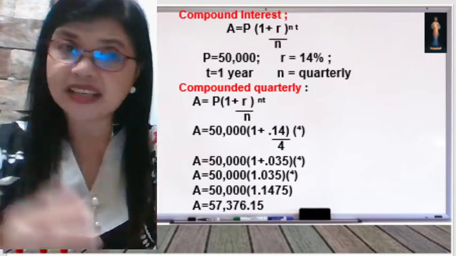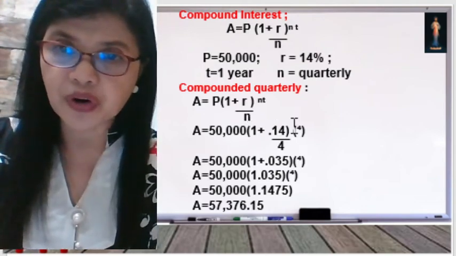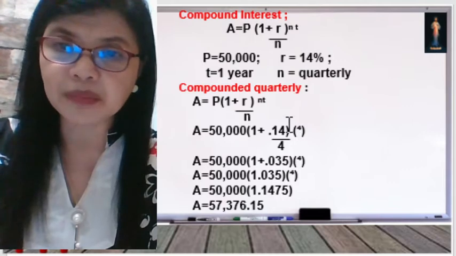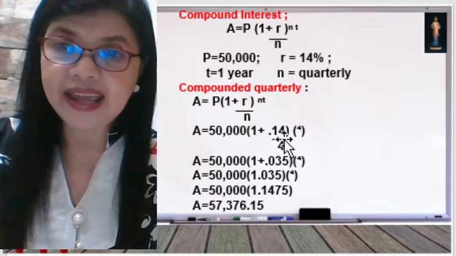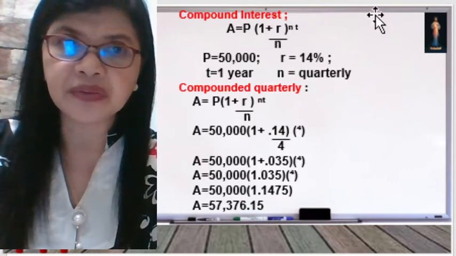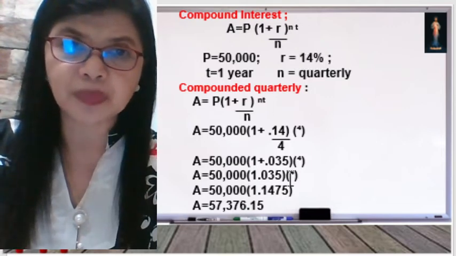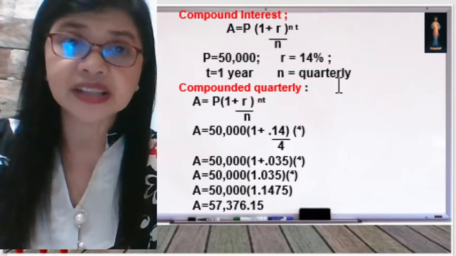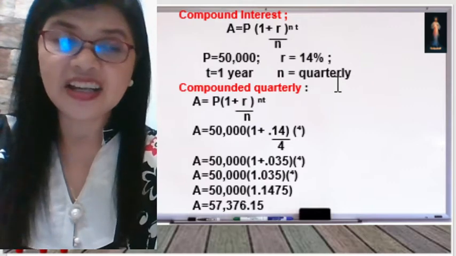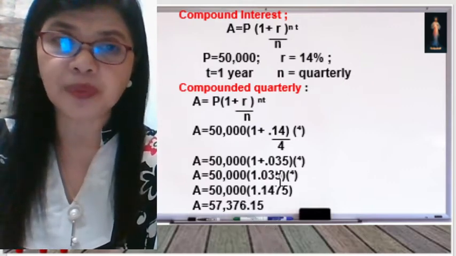Why did we raise this figure to the fourth power? The 4 here resembles the what? Quarterly. Okay, the n. The 4 here resembles the quarterly. Also the exponent 4 resembles the quarterly. Compounded quarterly, so you put n as the exponent.